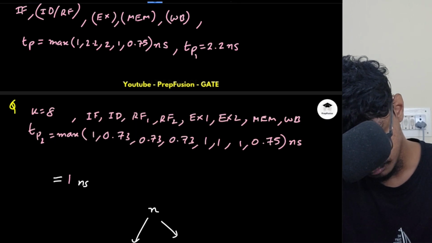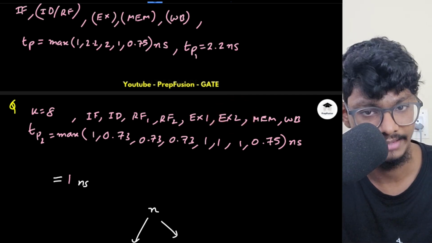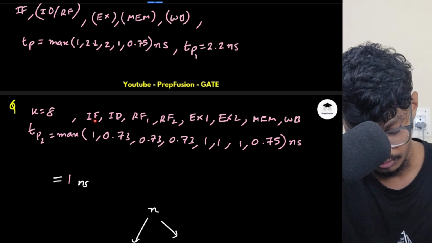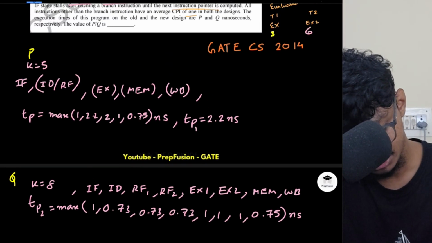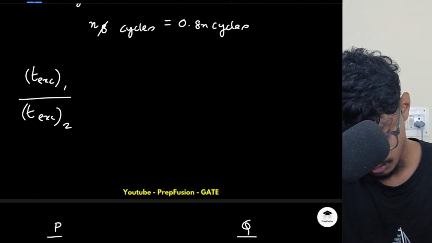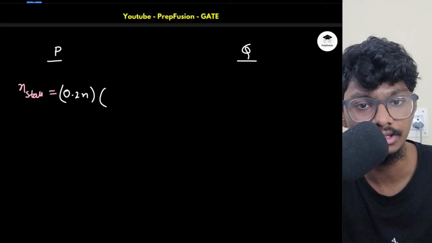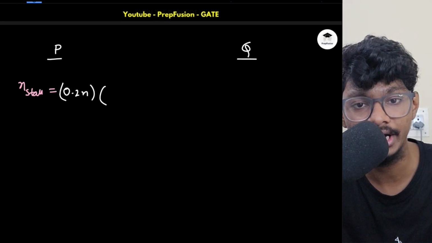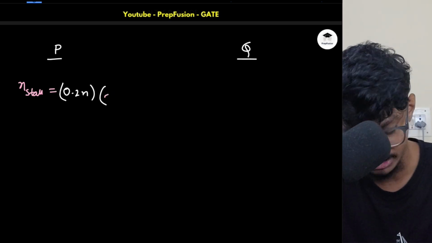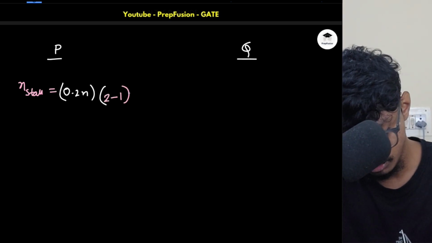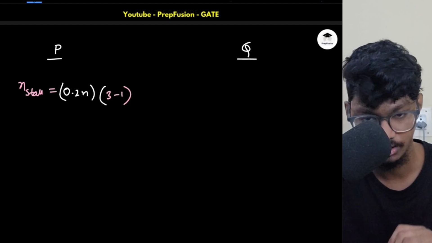So here, my branch condition gets evaluated in the second type of system. What stage is this? 1, 2, 3, 4, 5, 6. In the 6th phase, my branch condition gets evaluated. So here, for one branch instruction, I have to provide 3 stall cycles. For 0.2n branch instructions, I have to provide 2 stall cycles. So it will be 0.2n into 3 minus 1, that is 2 into 0.2.